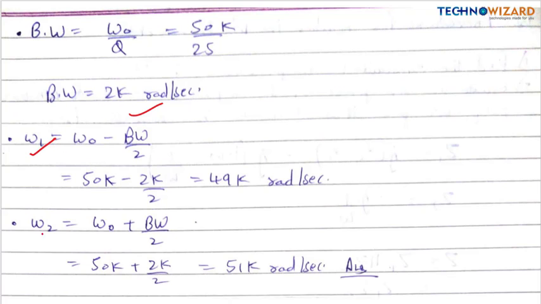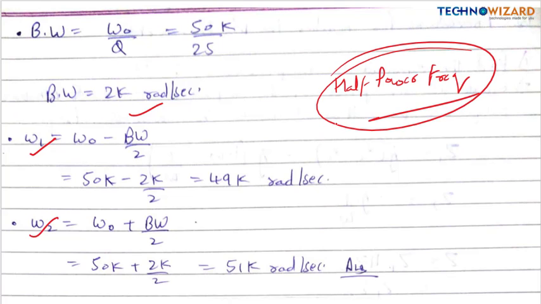And similarly you can find omega 1 and omega 2, that are the half power frequencies. Okay, so this is how you can find this. Omega 1 is equal to omega naught minus bandwidth divided by 2, and omega 2 is equal to omega naught plus bandwidth divided by 2. This is how you can find the half power frequency.